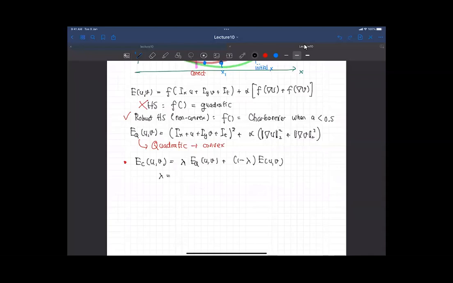lambda equals to what if I want to make the green line? Lambda equals to, anyone? Equals to 1. When lambda equals to 1, then the second term will be 0. It means that we ignore the non-convex function. We only focus on the convex function, because EQ is the convex function. So we focus on this first in the beginning.